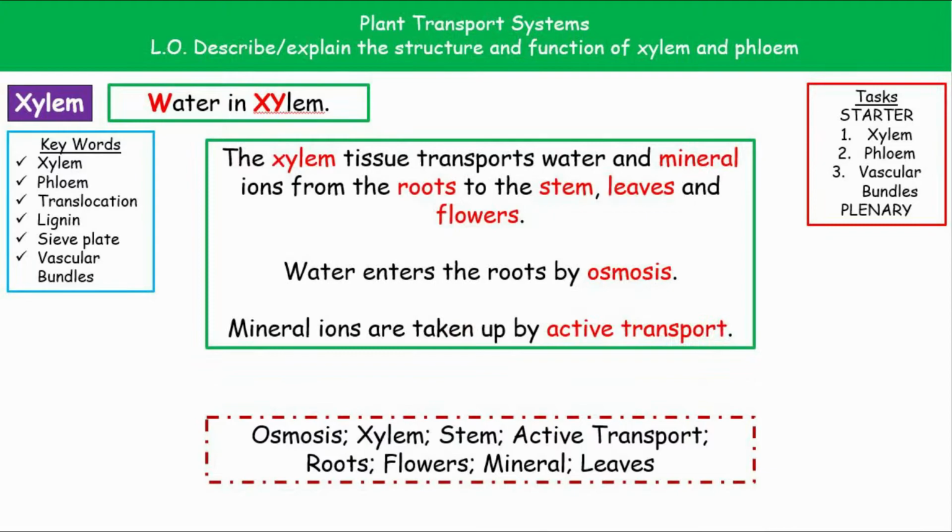Let's just double check we've got all those words in the right place then. So the xylem tissue transports water and mineral ions from the roots to the stem, leaves and flowers. The order of stem, leaves and flowers can be in any order there. Water enters the roots by osmosis and mineral ions are taken up by active transport.